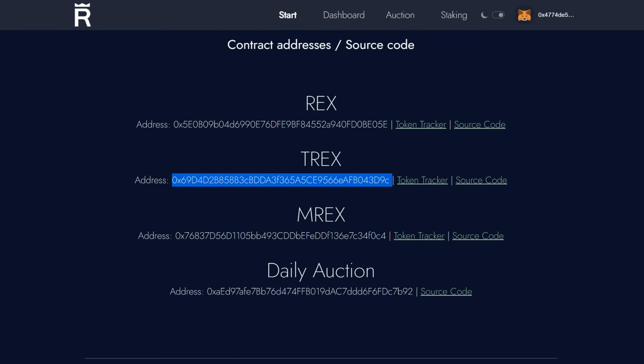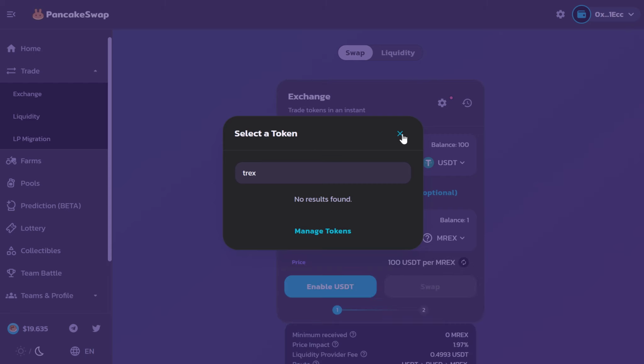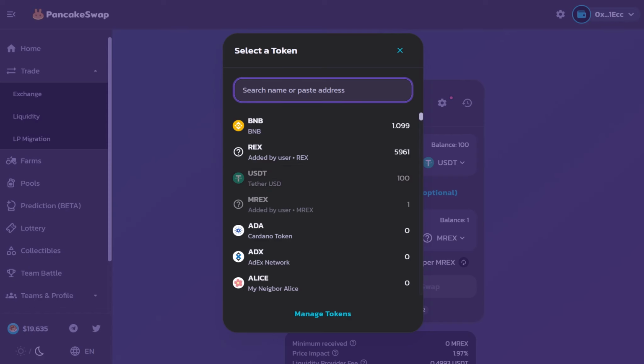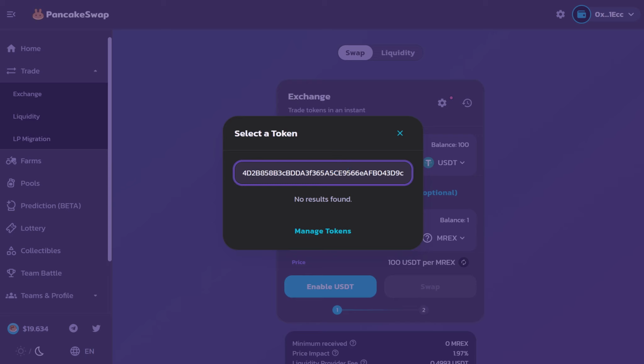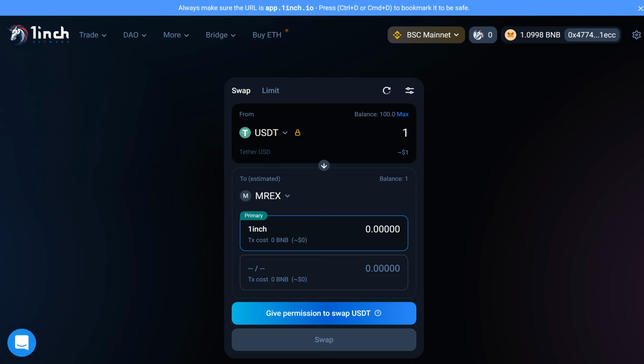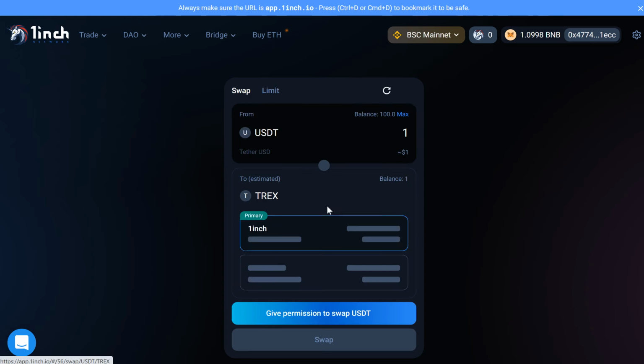So let's copy the contract for TREX. Copied it. Let's go to PancakeSwap. Let's close this first. Let's go here, and in the search, we're going to paste the address. Now, it's not showing. Interesting. Well, believe me, guys, it's there. So let's check out 1inch. 1inch.io. Here we go. TREX.